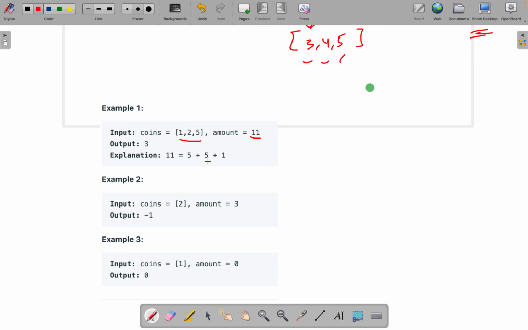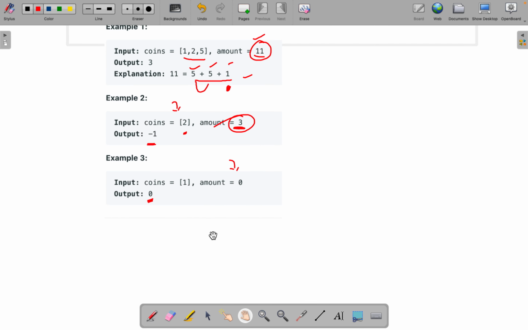But we want to use the fewest number of denominations to create that amount, which is 5, 5, 1. If we take two denominations of 5 and one denomination of 1, we are able to create 11 with the help of three coins. Similarly, suppose the amount we have to create is 3 and the coin denomination we have is 2. You can see that however many times we add 2, we are not able to get 3. In that case we have to return -1. And if the amount is 0, we don't need any coin and we can simply say the answer is 0.